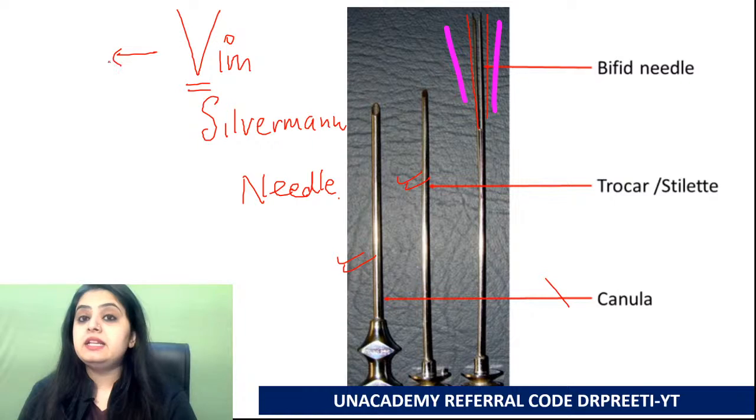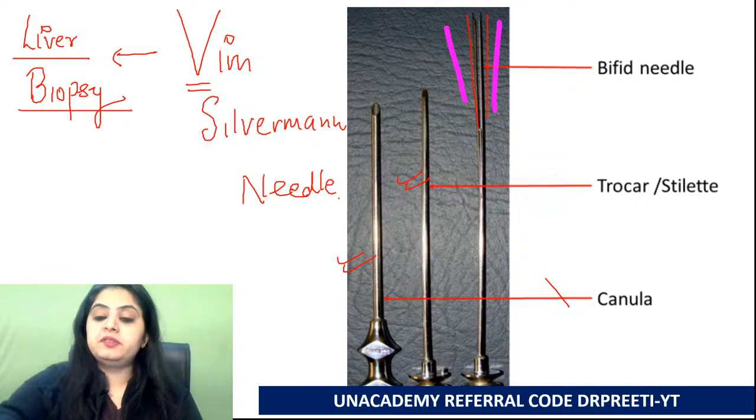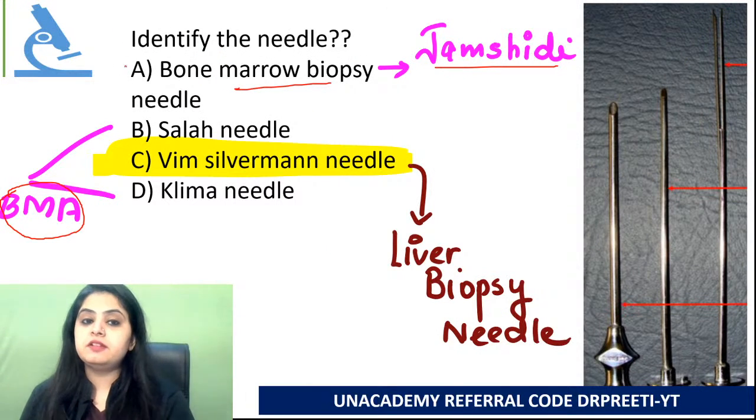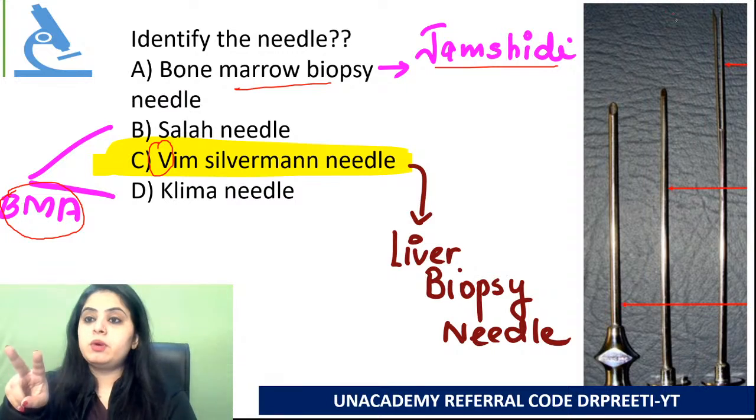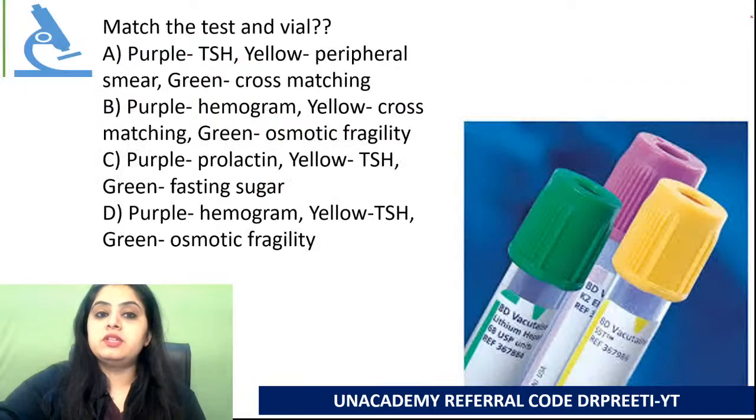The needle that looks like a V from the front, Wim Silverman needle, is what we use for a liver biopsy. So it's a liver biopsy needle, guys. Please remember Wim Silverman needle, V, bifid one from the front, that is used for a liver biopsy. Moving on, let's go to the next one.